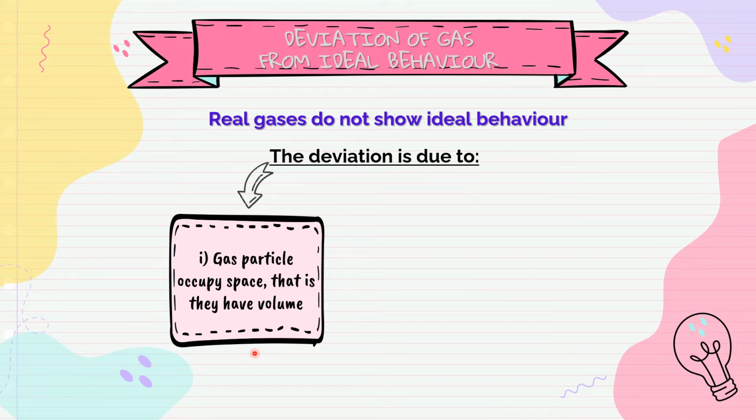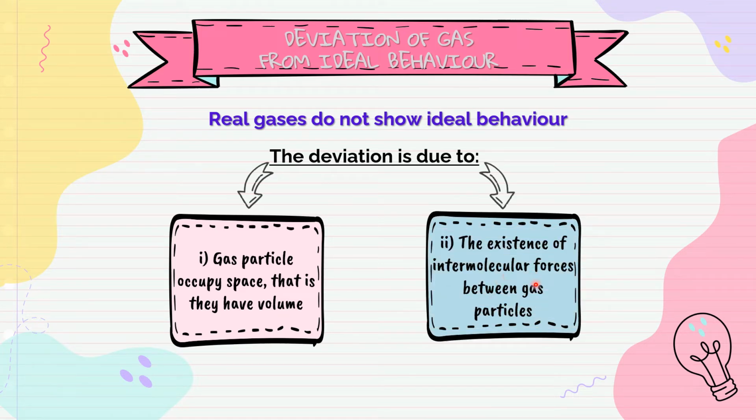Tetapi in real life, real gas, the size of particles are different. Okay, contoh paling senang, kita compare element in group 17. Okay, kita compare fluorine, kita compare iodine. Okay, the size are different. So lagi besar dia punya size, maksudnya volume dia lagi besar. Dan bila volume makin besar, dia akan occupy space. So bila dia occupy space, kita tak boleh nak katalah yang dia punya volume tu negligible. Okay, so itu deviation yang pertama.